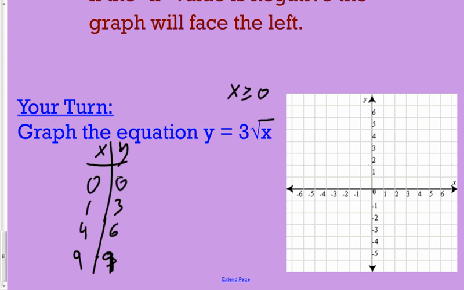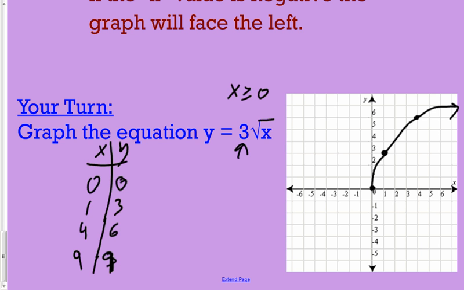Okay? So when we're graphing this, we know 0, 0 is kind of our start. We have 1, 3, 4, 6, and then 9. 9 isn't going to work, but it's going to go up pretty high pretty fast, and it's going to level off. And the reason it's going up high faster is because of that number in front of the radical. That's making it go up 3 times as fast as the normal parent function would, or as high as the normal parent function would. All right? But that's the graph of that function.